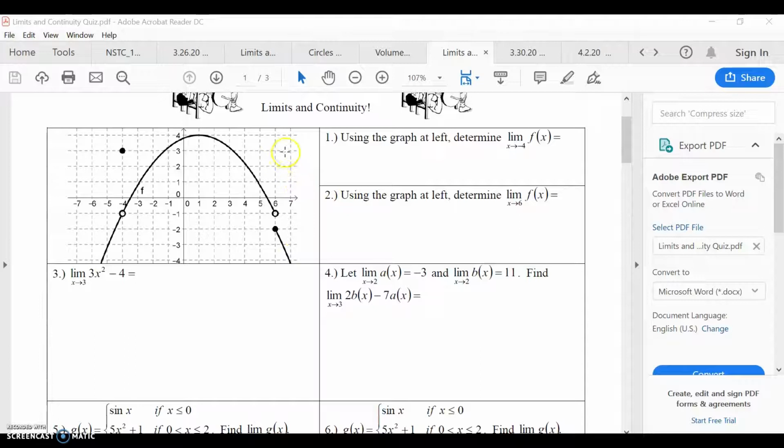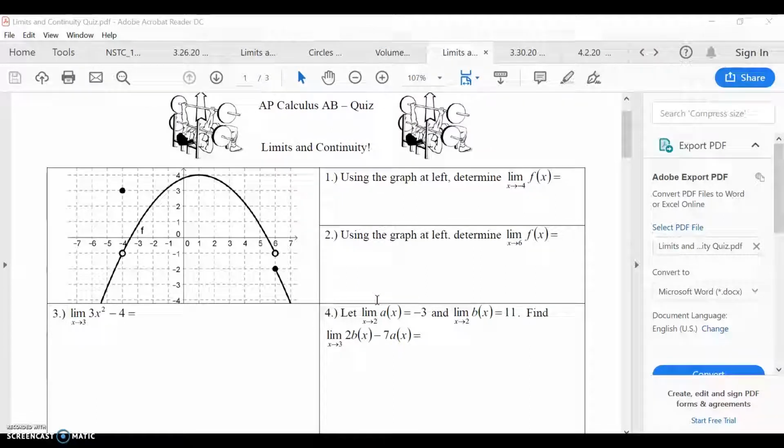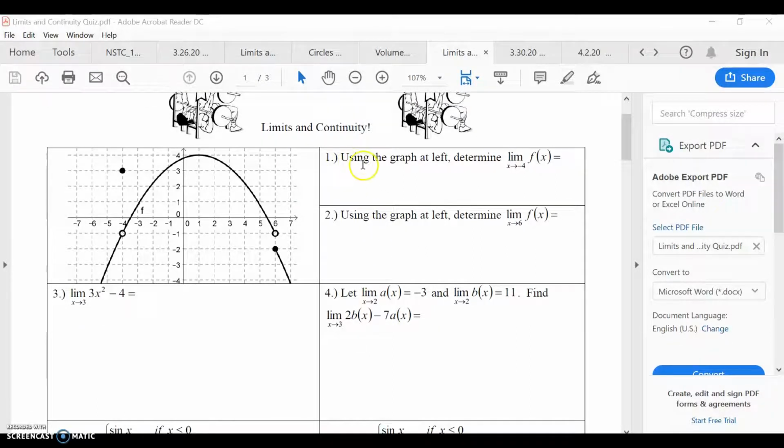Alright, so we're going to do the corrections on our quiz. This first video is just going to be on this first page right here. Number one, use the graph at left to determine the limit as x approaches -4 of f of x. The limit as x approaches -4 from the left and the right is getting really close to -1. So the answer on the y would be -1.